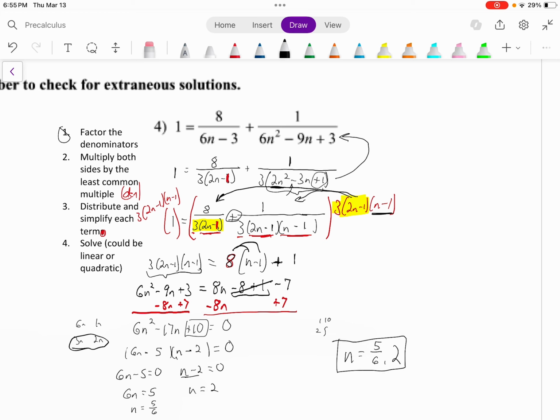And those are a couple of examples of solving rational equations. The main idea is factor the denominators, multiply both sides by the least common denominator. That will eliminate all denominators. And then the rest of this is actually more of like an Algebra 2 question where you're solving some type of equation. In this specific case for number 4, we solved a quadratic equation.